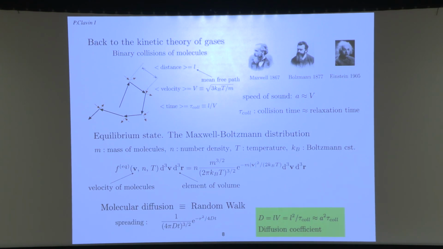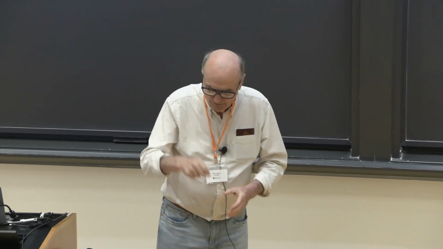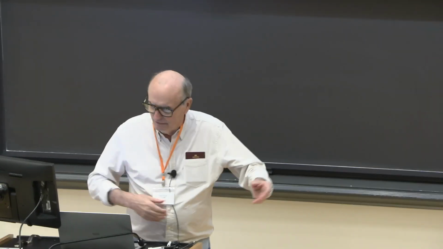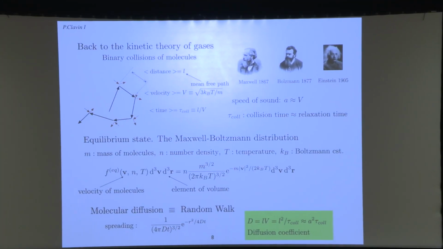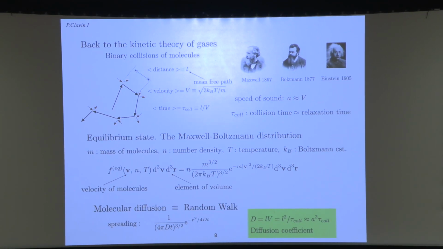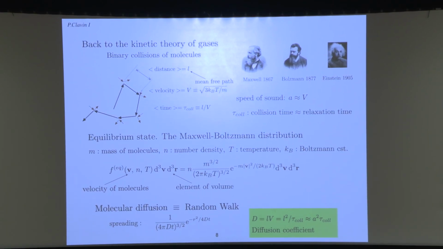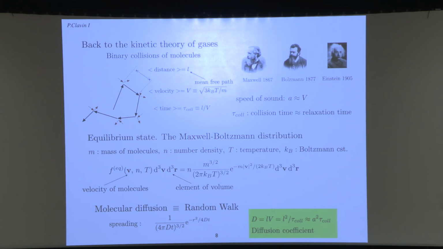is that if you have a spot of white molecules in black molecules, let's say milk in coffee, you have a spot. How is the spot spreading? Here you have the result. The spreading is controlled by the molecular diffusion coefficient D, which is related to the microscopic quantities controlling the kinetic theory of gases. I will use this in the following: the dimension of the diffusion coefficient is length squared divided by time.